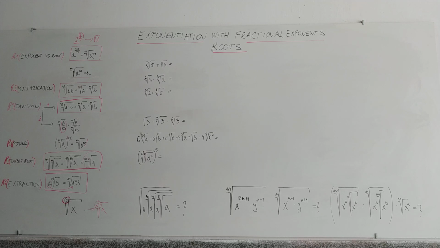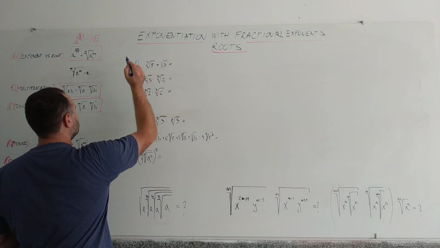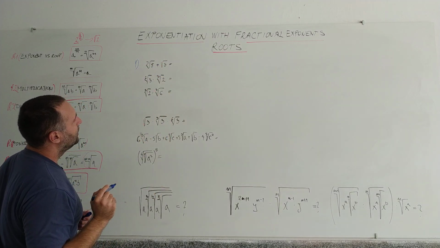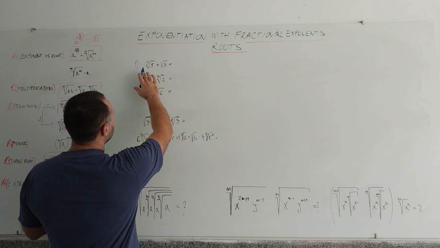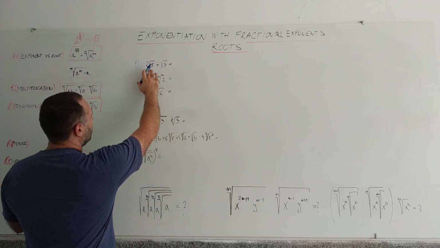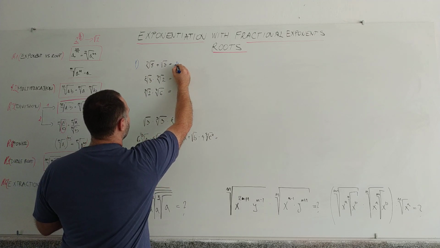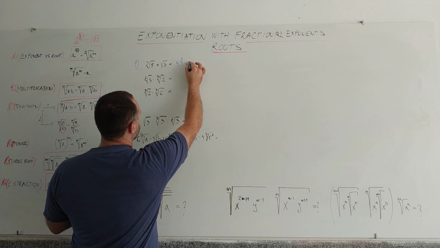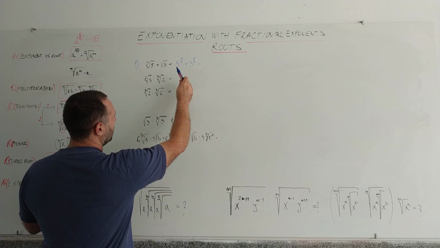Let's do some application of these rules and do some examples. Example number 1 is here. Third root from 5 plus second root from 3. Okay. What can we do in a case like this? We can transform this to the exponential form. 5 on 1/3 plus 3 on half.